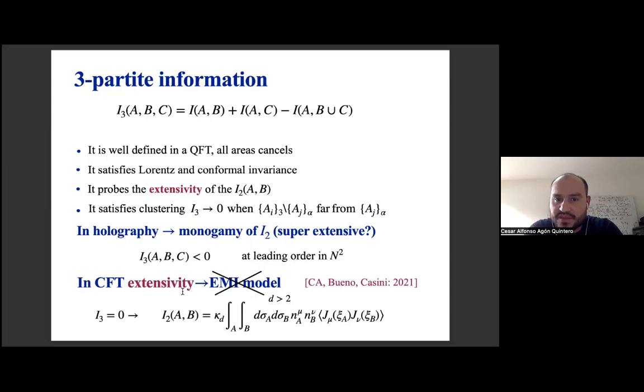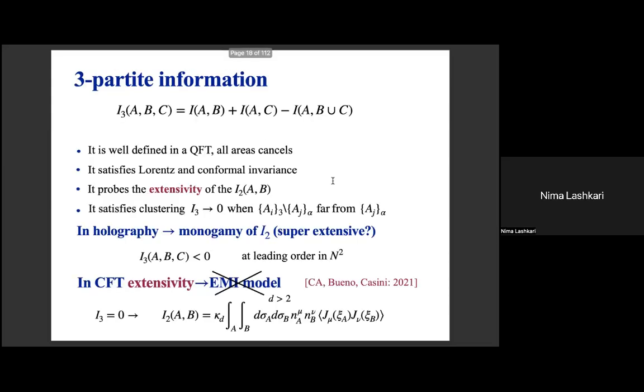Okay, so this is a motivation for these two particular types of N-partite information, but you can consider N generalizations and see how you can make some progress in this direction, by considering this type of quantities in conformal field theories. Sorry, yes, sure, go ahead.